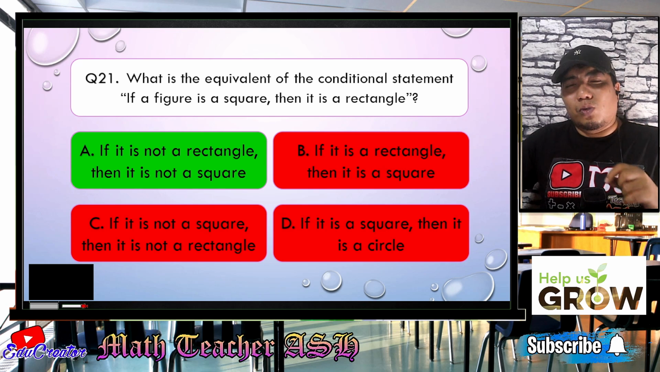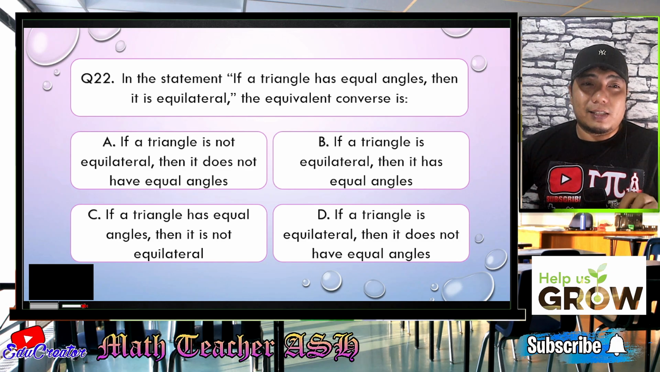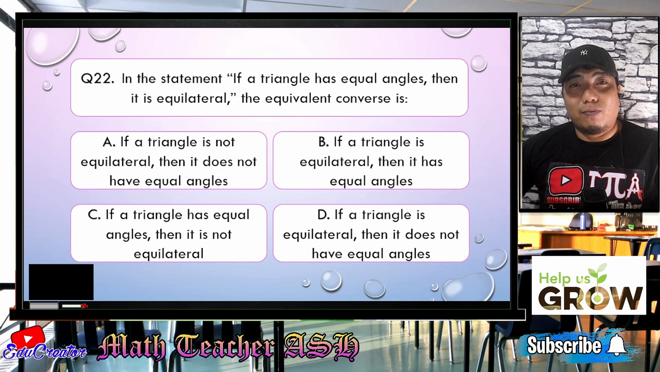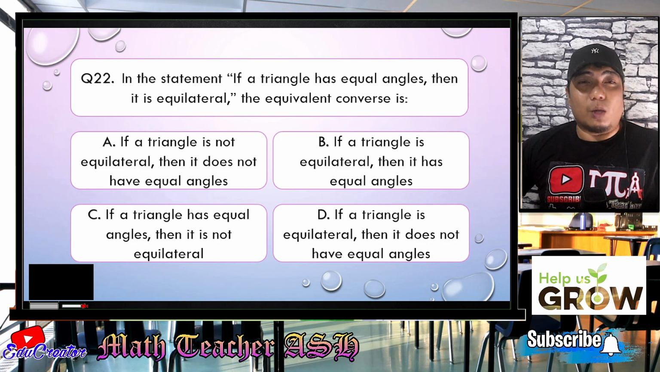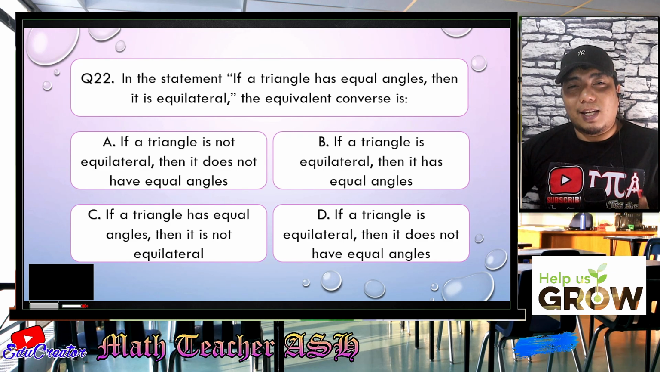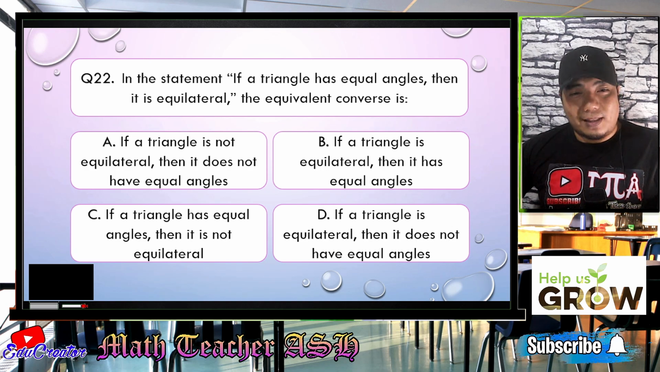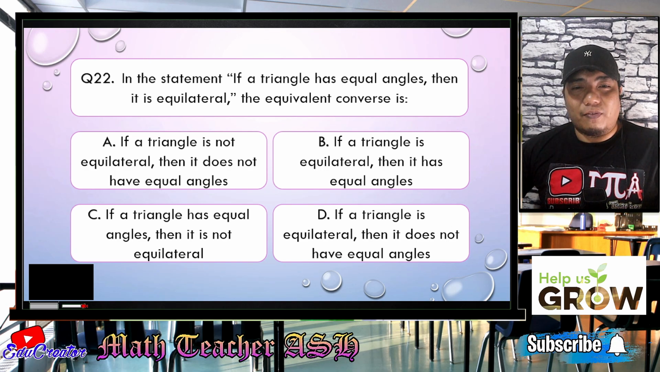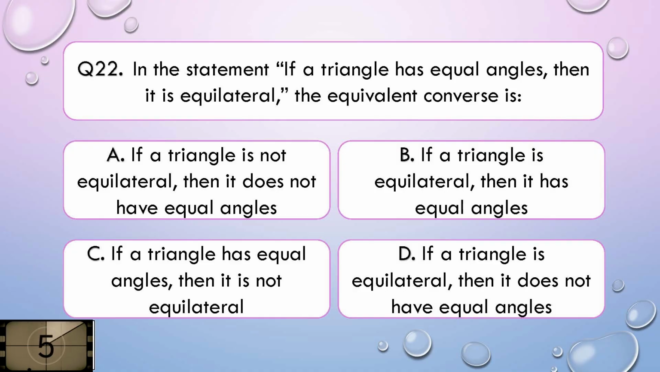Now let us go to question number 22. Question number 22. In the statement, if a triangle has equal angles, then it is equilateral, the equivalent converse is: A, if a triangle is not equilateral, then it does not have equal angles. B, if a triangle is equilateral, then it has equal angles. C, if a triangle has equal angles, then it is not equilateral. Or letter D, if a triangle is equilateral, then it does not have equal angles. Alright, I'll give you 5 seconds to think about your answer.